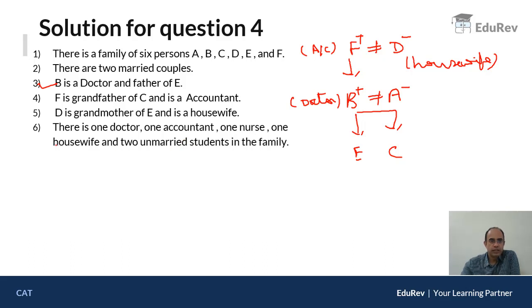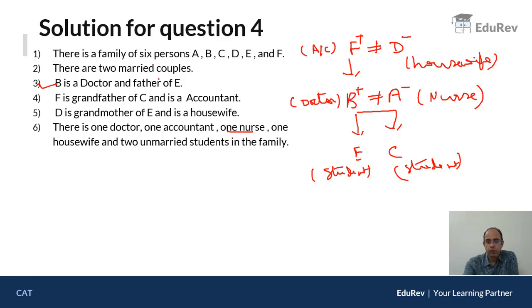And one profession is used, nurse, and two students. Now nurse, and there are two unmarried students. Therefore, E and C have to be students. A is nurse. With this, we complete the family tree.